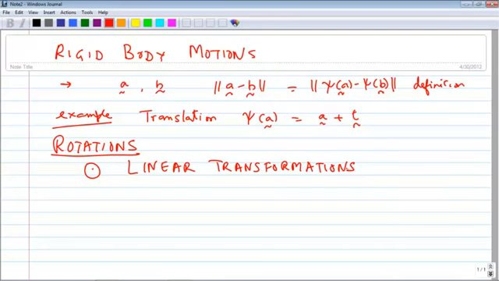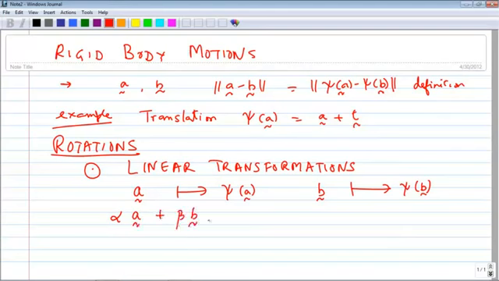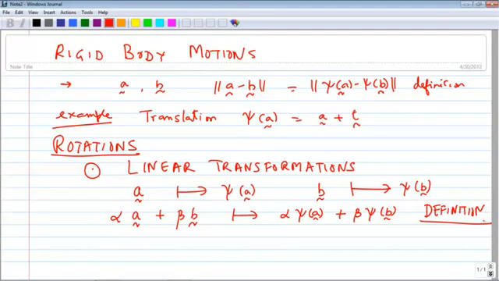What do I mean by linear transformations? So a linear transformation, if I have points, suppose A gets mapped to psi of A and B gets mapped to psi of B, then if I have the point alpha A plus beta B, that should be mapped to alpha psi of A plus beta times psi of B. This is the definition of a linear transformation.